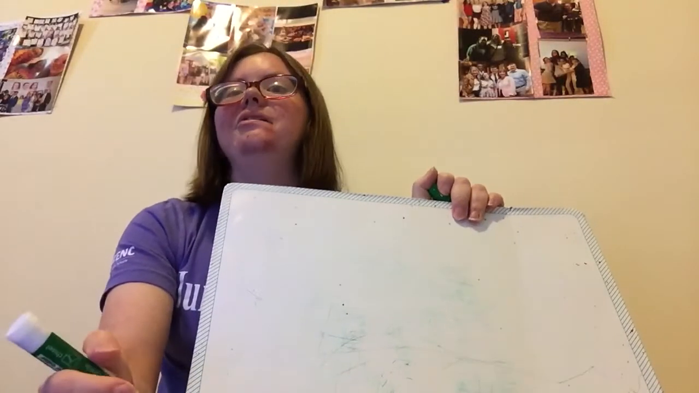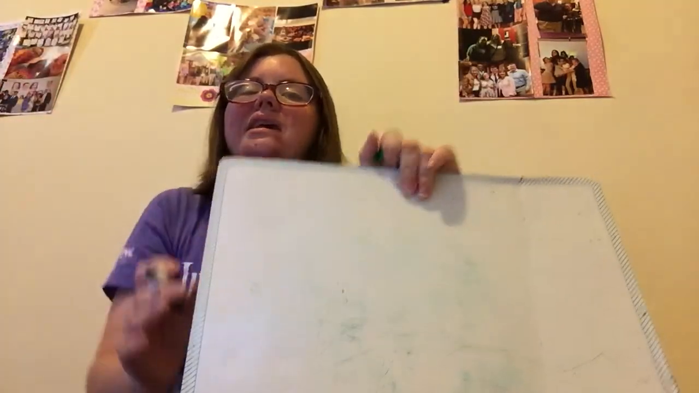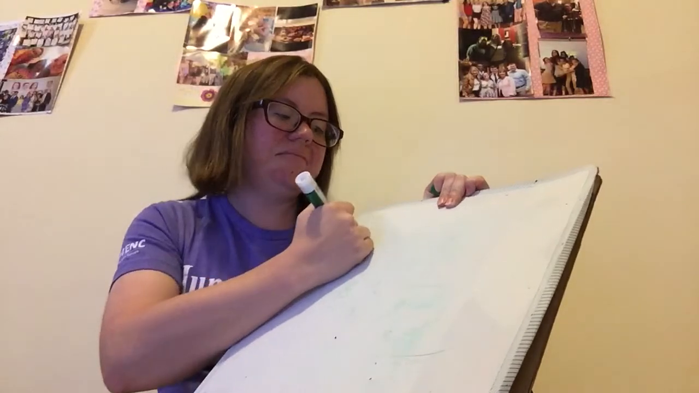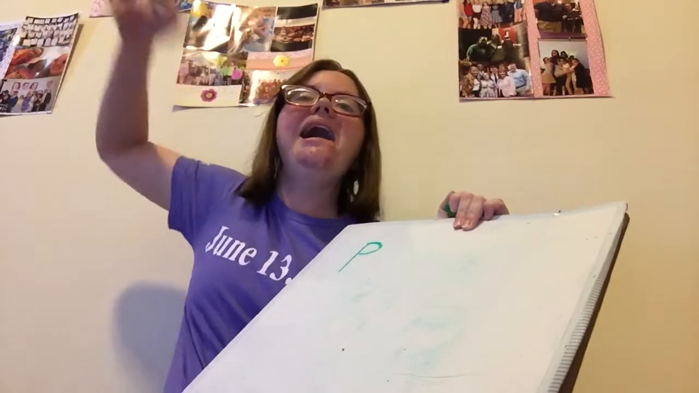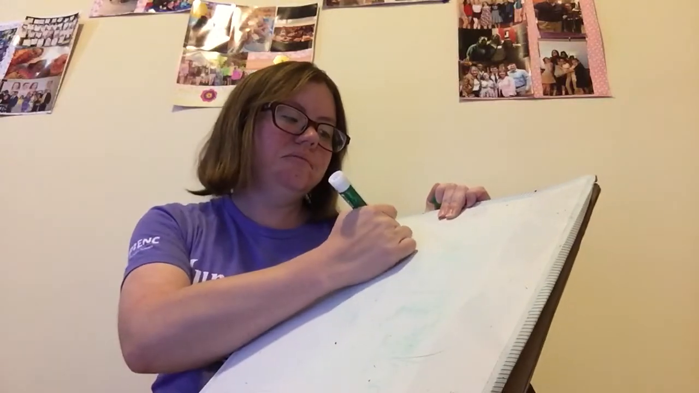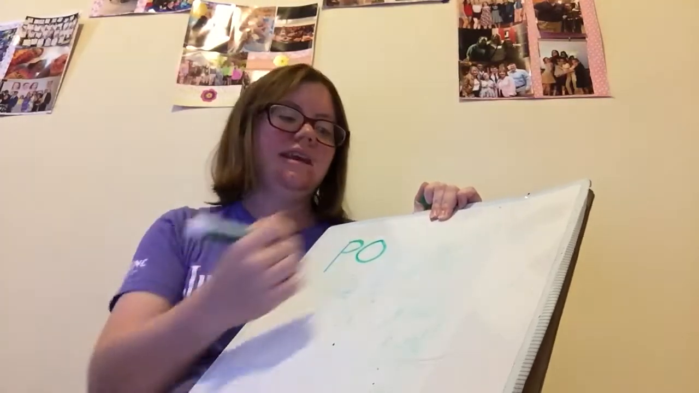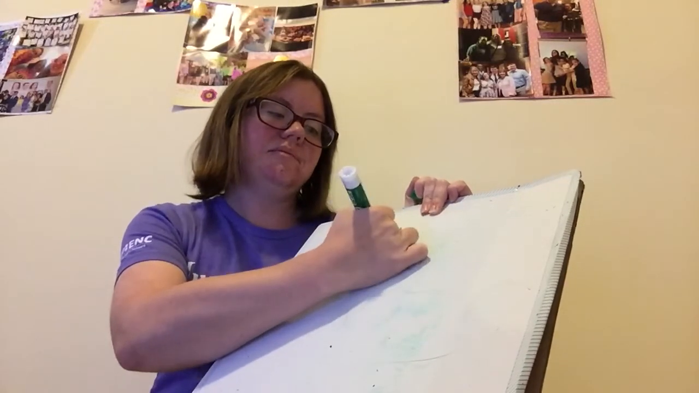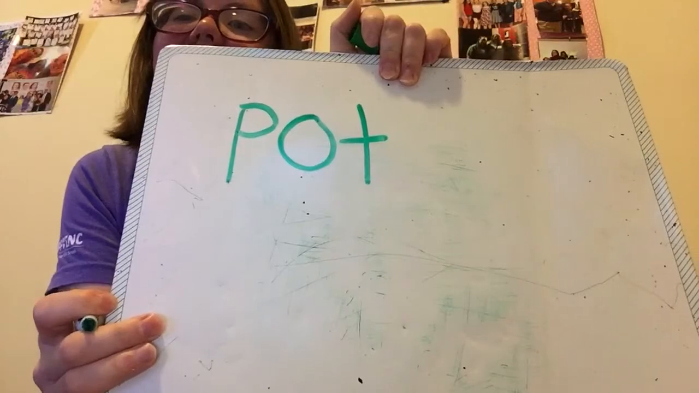Let's go over it together. In the word pot, I hear 3 sounds. I hear P, that's the letter P. I hear ah, again that's the letter O. And I hear T, that's the letter T. Pot. Did you get it right?